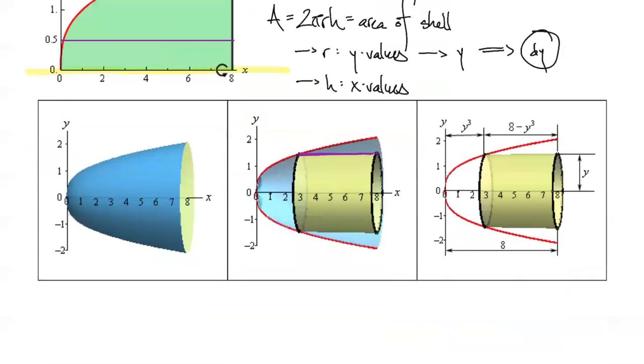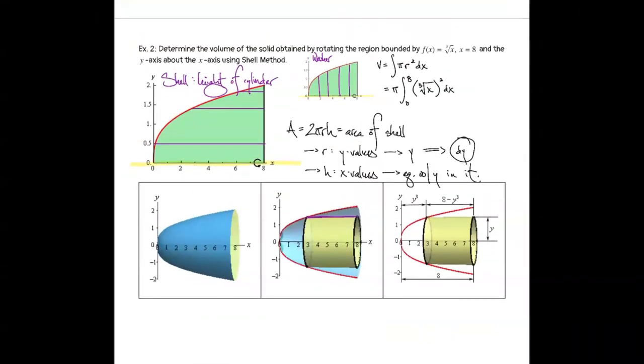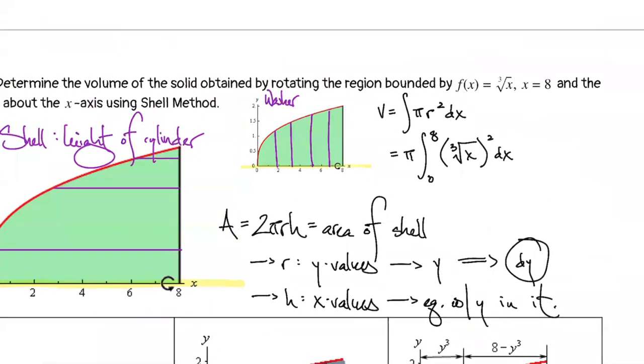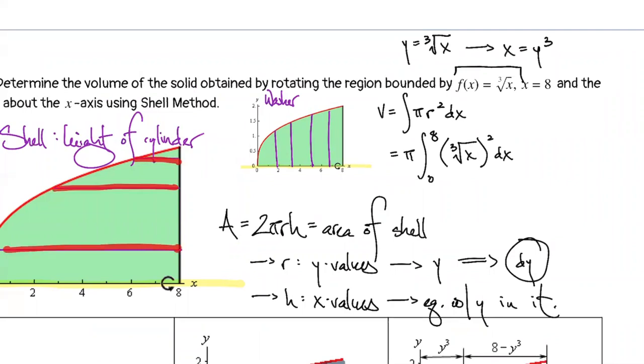Now what that means then is my height, if they're x values, I should have equations with y in it. And so all of this work that we've done up here is previewing and pre-thinking what we need to write in our equation below, all right? So let's finish up this pre-thinking. Over here, I have y equals the cube root of x. How do I rewrite that? Yeah, I'm gonna get x equals y cubed. Now y cubed is going to be part of what I use to find the height of these cylinders. Okay.